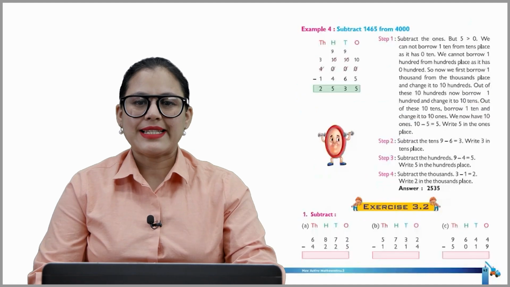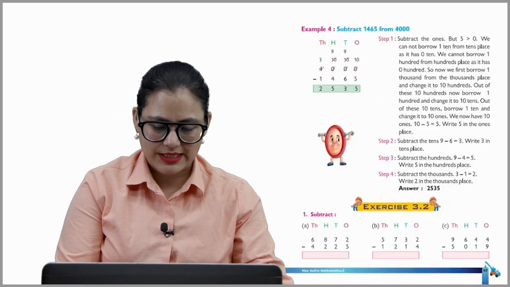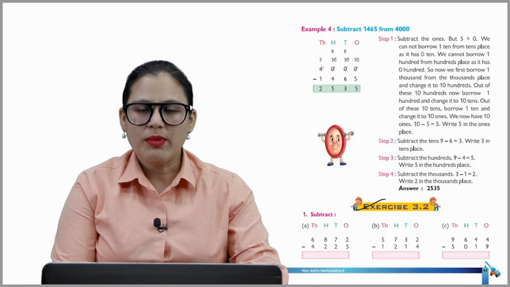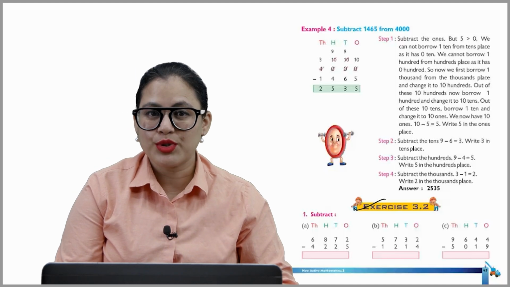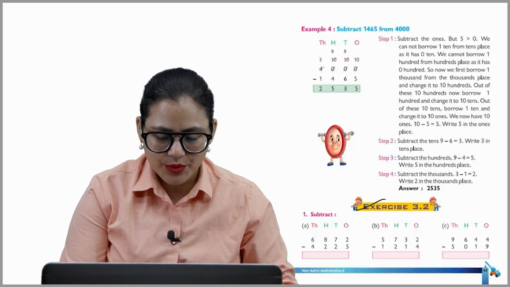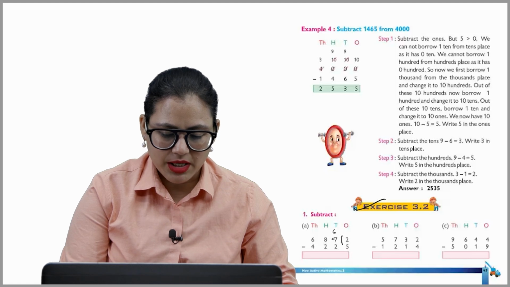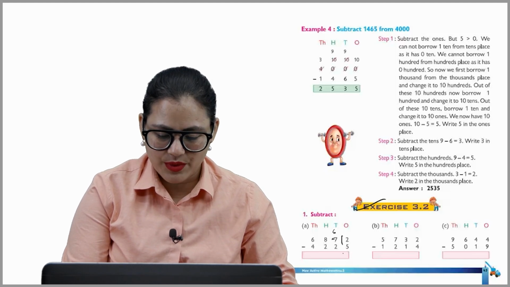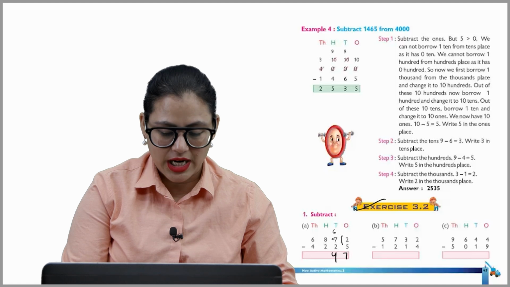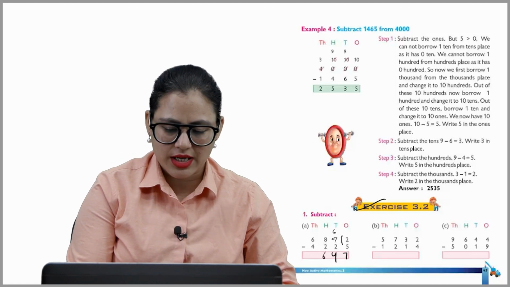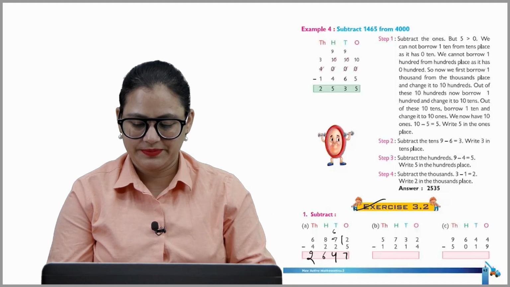Okay. Let's do exercise 3.2. Subtract. 2 minus 5, you cannot subtract 5 from 2. So, you will borrow from tens place, then it will become 12 and it becomes 6. 12 minus 5 is 7, 6 minus 2 is 4, 8 minus 2 is 6 and 6 minus 4 is 2. Okay.